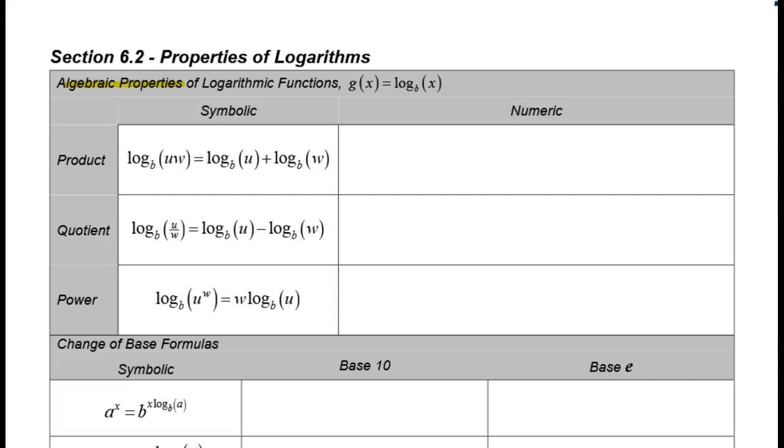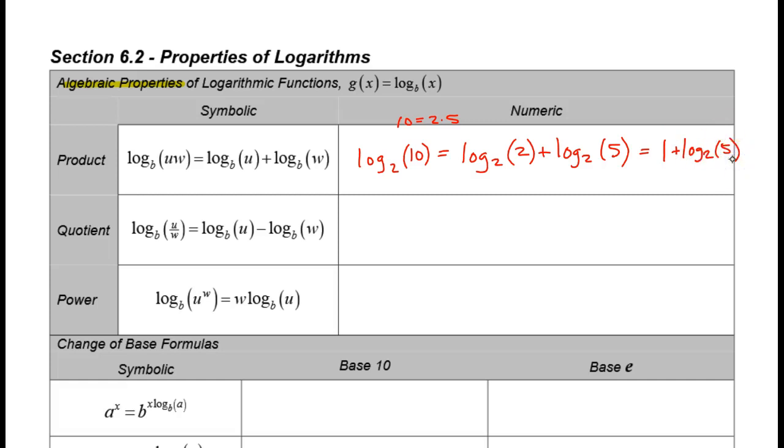So let's take a look at the first one. The log base b of the product u and w equals the log base b of u plus the log base b of w. So let's look at a numeric example of that. Let's say I have the log base 2 of the number 10. Well, I know that the number 10 equals 2 times 5. So I could rewrite this as log base 2 of 2 plus log base 2 of 5. And if I wanted to simplify that further, I know the log base 2 of 2 is just 1, so I could rewrite this as 1 plus log base 2 of 5.